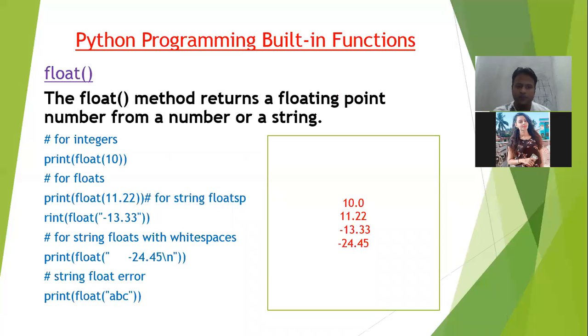Then float number. The float method returns a floating point number. So if you write print float 10, it is converted to 10.0. If you write print 11.12, as it is a normal float number, it is not affected in any way. Here we are passing minus 13.33 as a string, then float minus 24.45, so it is showing you the output.